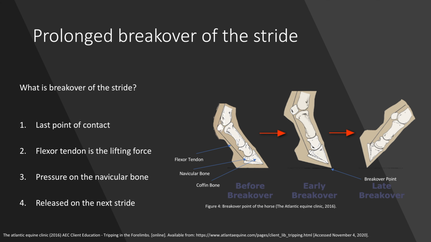Farriery can influence both balance and breakover with the trim and the type of shoe and where it's placed on the hoof. Figure 4 shows images of a breakover in a stride and what the early and late breakovers look like and how the flexor tendon is stretched on the late breakover.